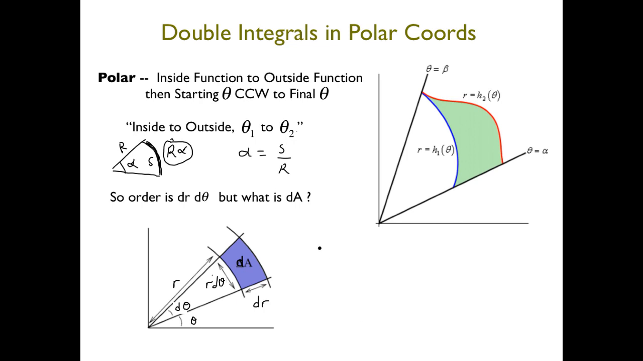So dA equals? Is it dr d theta? We need an r in there too, because that d theta is not the right length until you multiply it by r. When you multiply d theta by r, then you actually get this little arc length here, which is going to change based on your r. It's going to be smaller down here and bigger out here. So we know the order is dr d theta, but to get that dA, we need r times d theta.